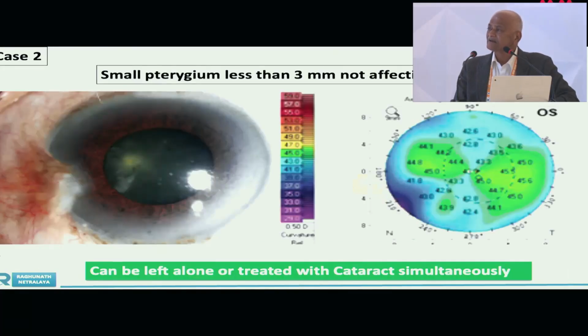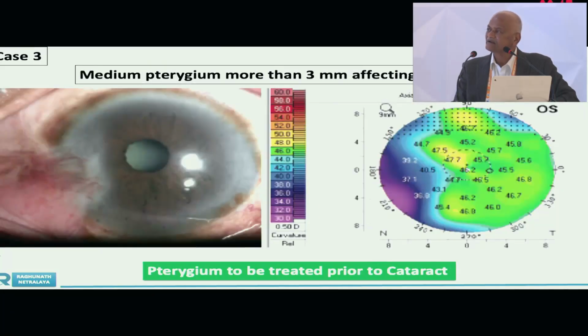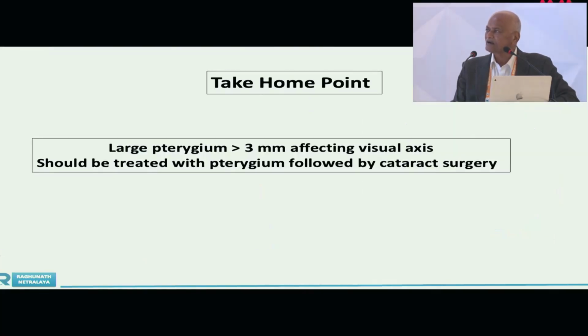Now see, a small pterygium less than 3 mm not affecting the topography can be left alone or treated with the cataract simultaneously. But a medium pterygium more than 3 mm affecting topography should be treated prior to the cataract, because later on the toric or any IOL you are putting inside may be a problem. Large pterygia affecting the visual axis should be treated with pterygium surgery followed by the cataract surgery.